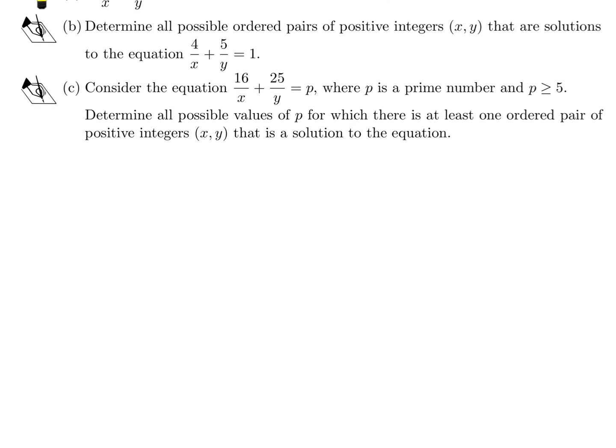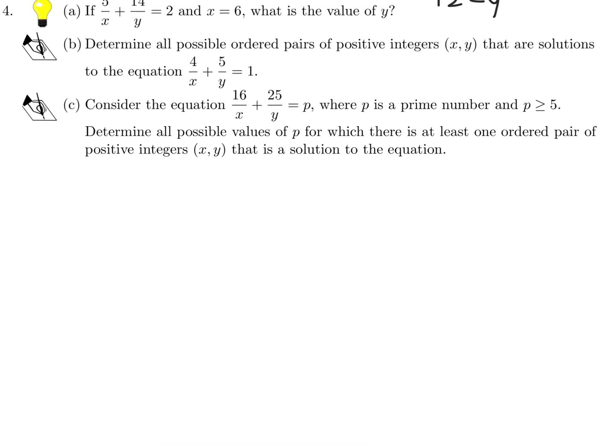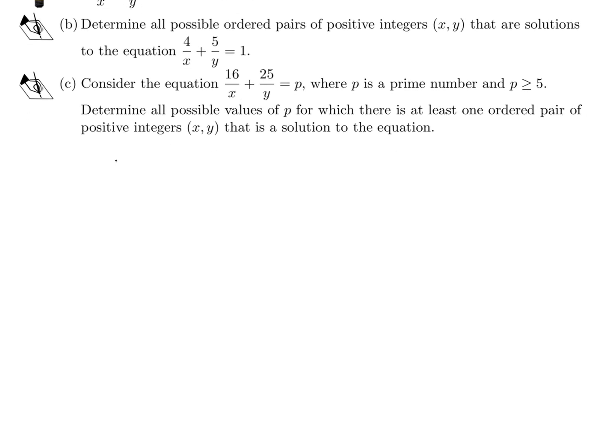Determine all possible ordered pairs of integers x, y so that 4 over x plus 5 over y is equal to 1. So there's a long way, and then there's a shorter way. The long way is easy, but it takes a long time. The shorter way involves a little bit of fancy algebra, but it's a little bit neater. So let's do it that way. First, let's get the common denominator going. So we have 4y plus 5x is equal to xy.